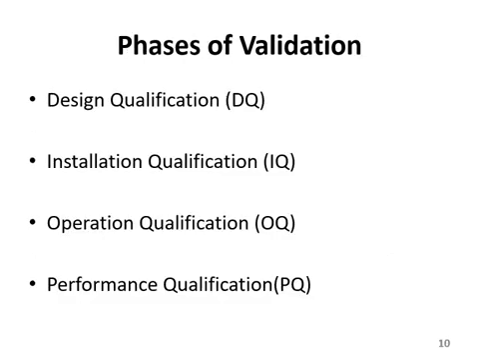Phases of validation. We have 4 phases of validation, and these are actually, you can say, the steps for the validation. The first one is design qualification, the second one is installation qualification. Design qualification is at times called DQ. Installation qualification is at times called IQ. Operational or operation qualification, OQ. Performance qualification, PQ.